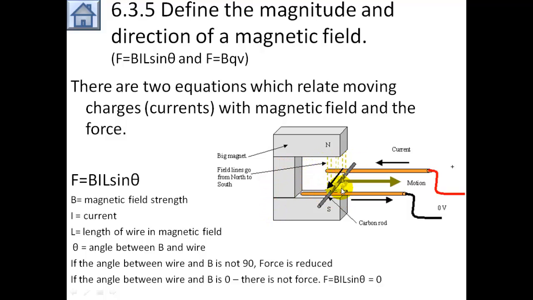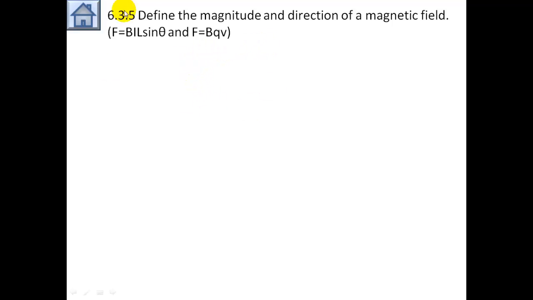If they're not at 90 degrees, then the force is reduced. If they're actually parallel, then sine theta will be equal to 0 and there will be no force acting on the wire. The second equation is to look at F is equal to BQV.